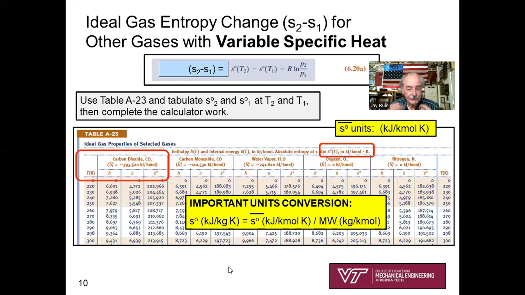It's easy to forget. With all these details, it's easy to forget where you're headed. We're looking to find delta S, the change in entropy, little s, from state 1 to state 2. We're told that we need to use variable specific heat. Therefore, we have to find these S0 terms, and we can't forget our R natural log P2 over P1 term.